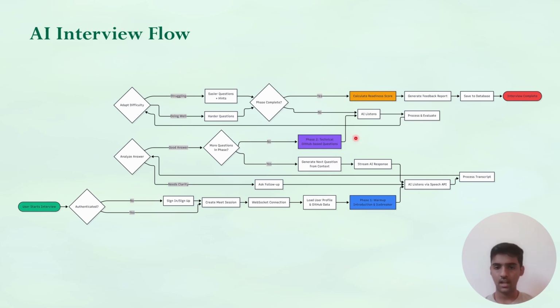is technical. And at this technical phase, the AI would again listen to the user and check if the user is struggling or is giving answers which are perfect for the question. So if it is struggling, then the LLM, the system, would make the question easier and give hints. If the candidate is doing well, then it would ask harder questions to push the candidate beyond its limit. And after each phase has been completed, the AI would finally summarize the whole interview and generate a feedback report. And with this, the interview would be completed.